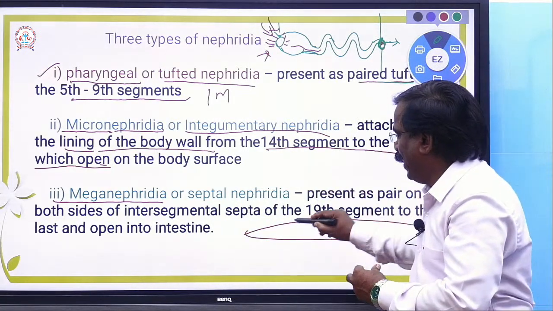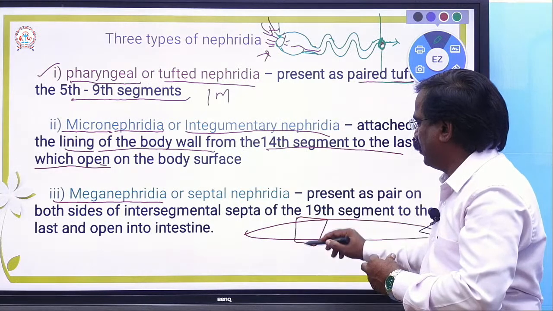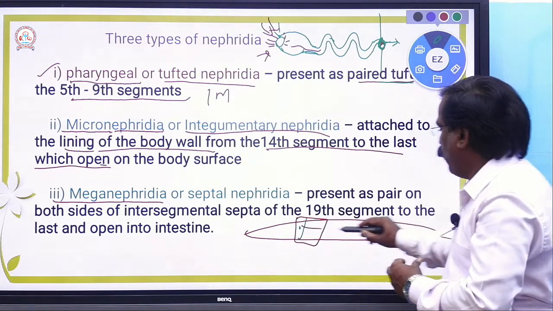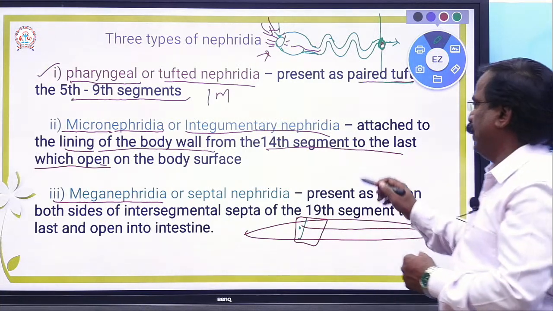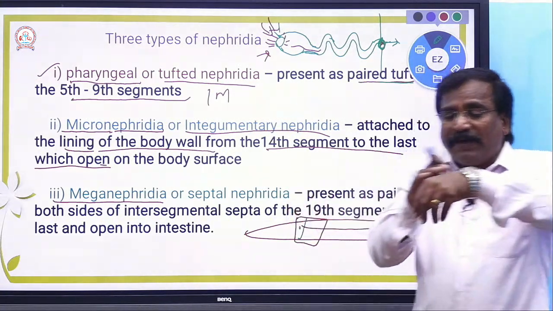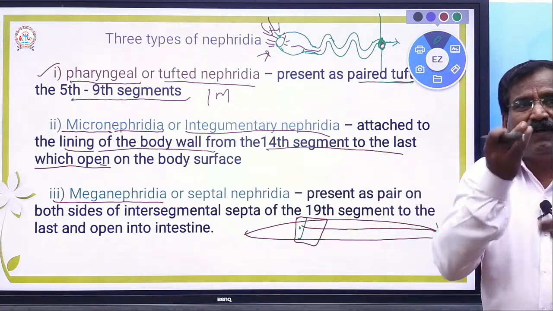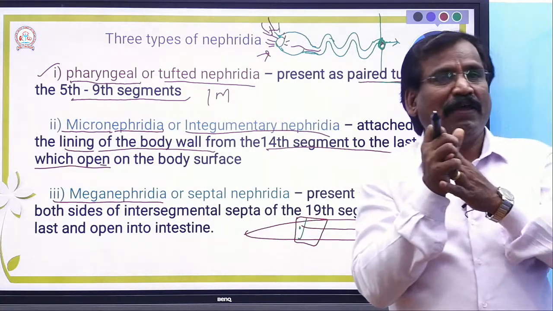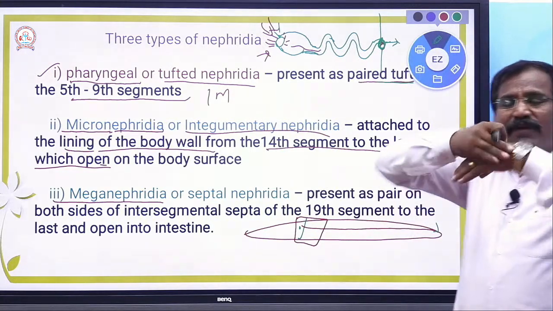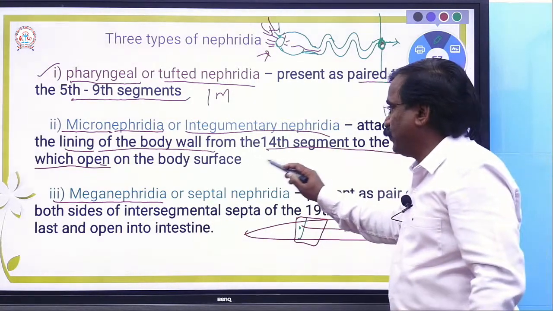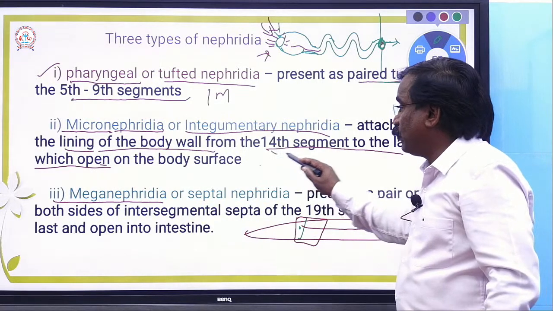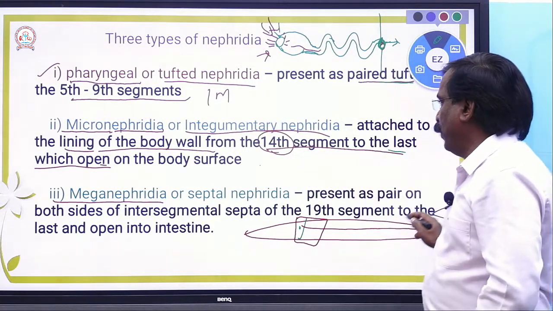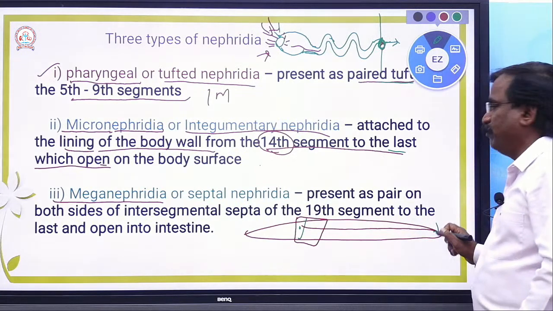The earthworm has the clitellar region, the 14th to 17th segment, and it starts from the 14th segment. It is distributed throughout the body, where it opens on the surface of the body. Imagine just like a sweat gland, a sweat pore outside, it opens on the surface of the body. This is important: it starts from the 14th to the last segment of the body.